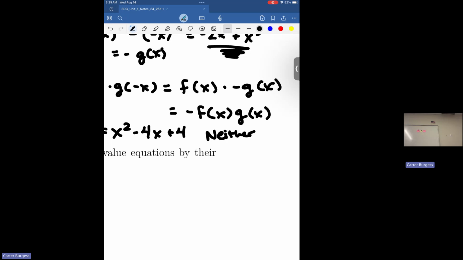What happens when we plug -x into x squared? What's going to happen to it? It's going to become a squared negative number and it becomes positive. What's going to happen when we plug -x into this -4x? We're going to get +4x. So this stayed the same. This switched from negative to positive. And then what's going to happen to the +4? It's going to stay the same. So it stays the same, switches, stays the same, which means that some of it's acting even and some of it's acting odd.